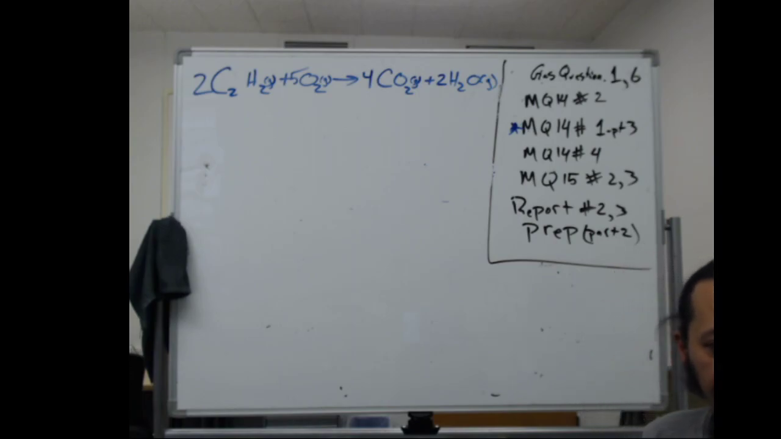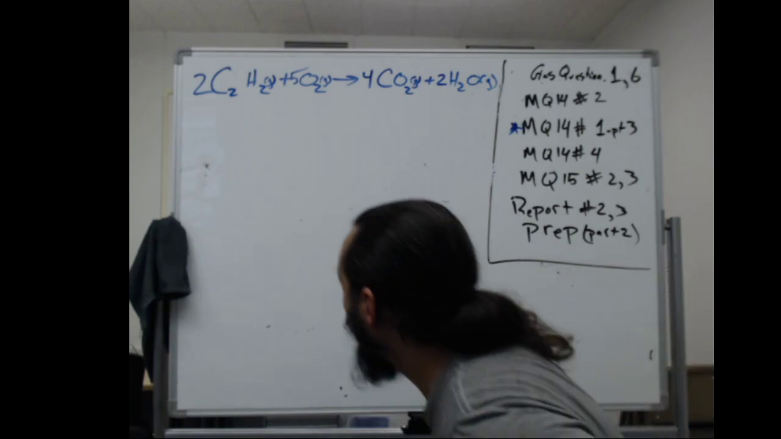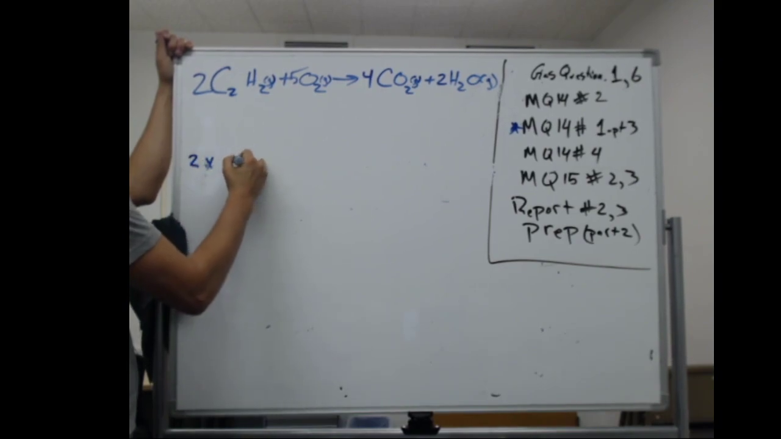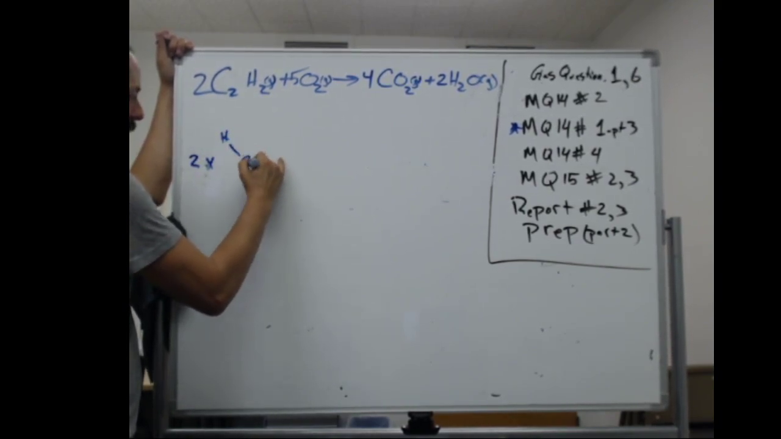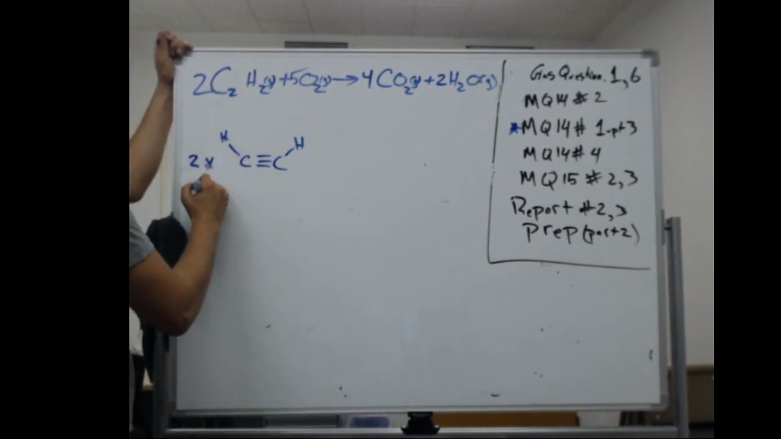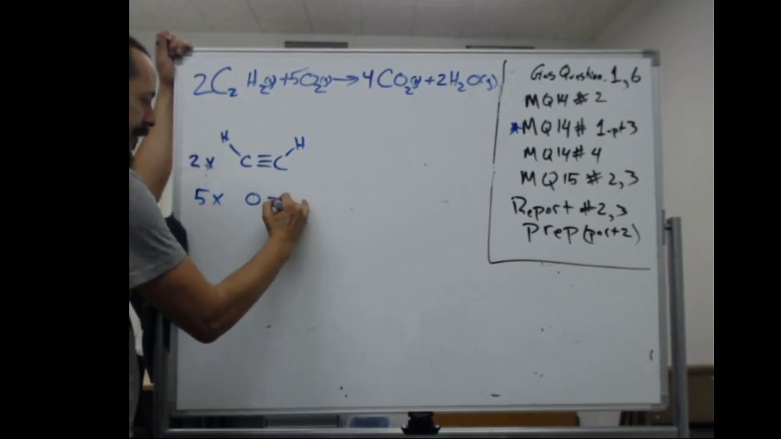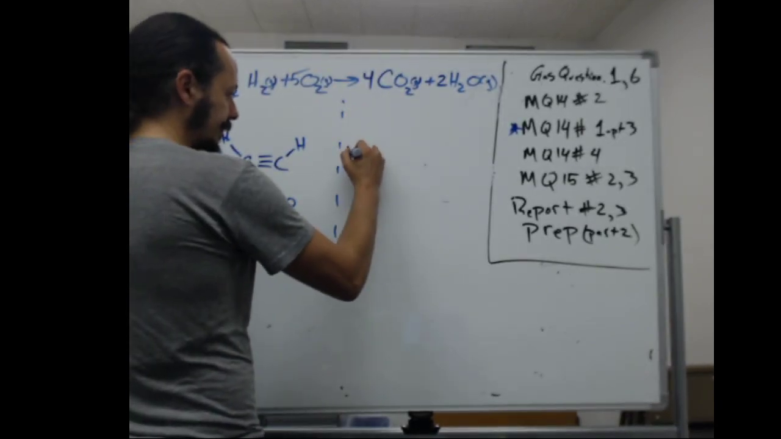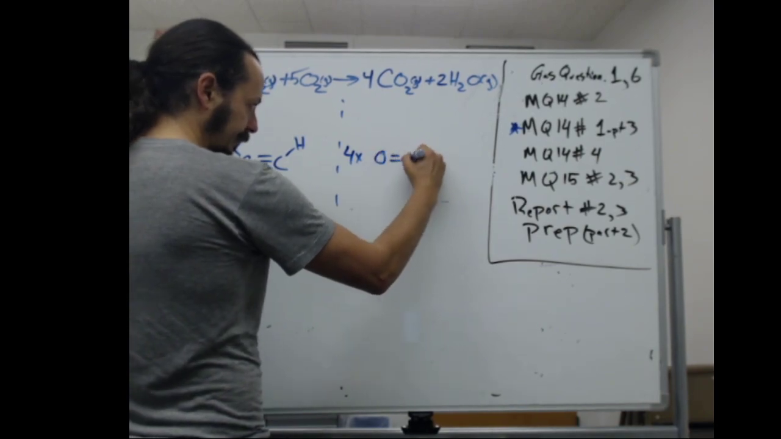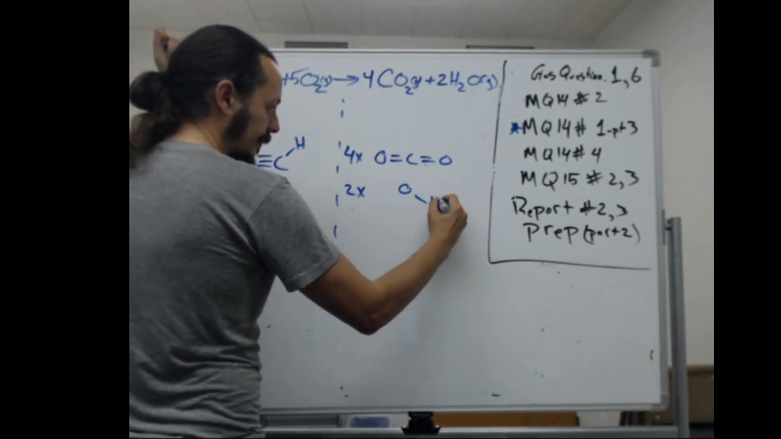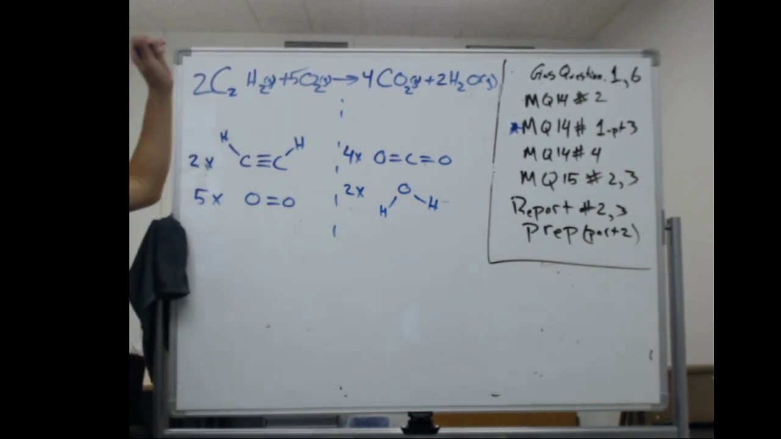So what I always like to do when I'm doing these problems is I actually like to draw the Lewis structures for everything I'm considering. So I do 2x, hydrogen to carbon, triple bond to carbon, hydrogen. I'm going to need 2 of those. I'm going to need 5x, oxygen double bonded to oxygen. And then I also consider my products, 4x and 2x. Right? And this way it's really obvious how many bonds I need to consider.